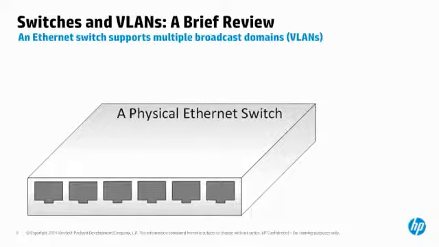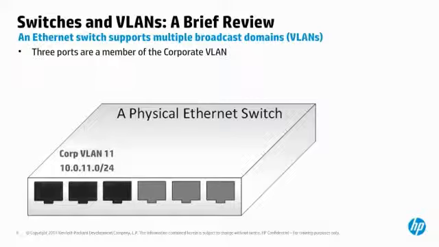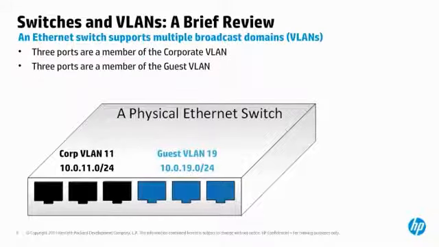A physical Layer 2 Ethernet switch supports multiple VLANs. A VLAN is a collection of endpoints that share the same network address in the same broadcast domain. You might configure this switch with a VLAN named Corporate and assign 3 ports as members of this VLAN. A DHCP scope can be defined, so users in this VLAN receive an IP address in the 10.0.11.0/24 subnet. You could also define a guest VLAN with 3 member ports.